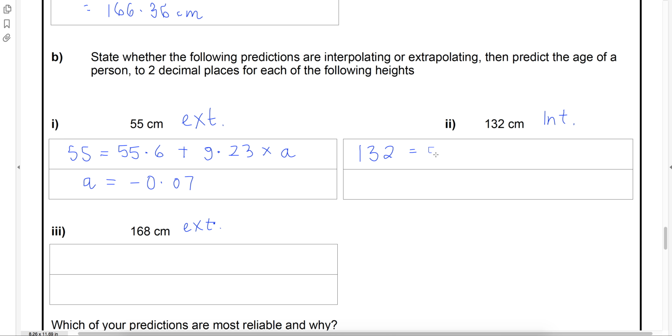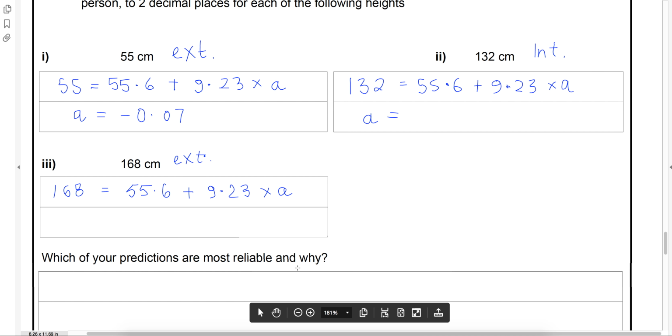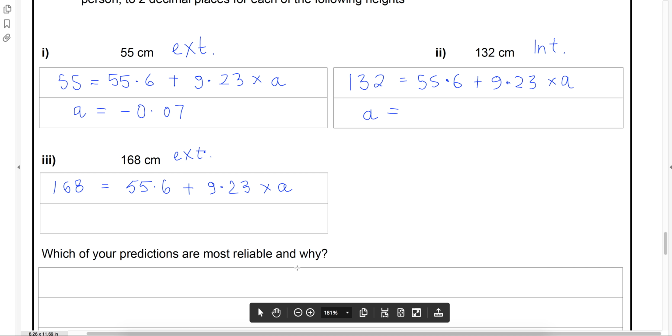Now, what I want you to do is finish these off by solving, and I'm going to run and grab my laptop charger because I'm looking at my battery and it's going to die very, very soon. So I'll just write this out. And what you can do in the meantime is solve for A. What you can also do is have a look at the next question and answer which of those 3 predictions is most reliable and why.